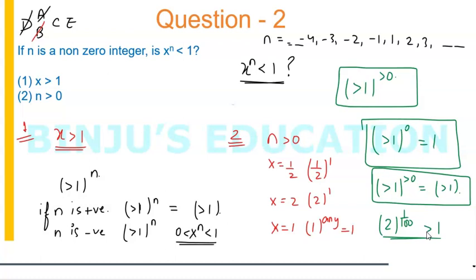All right. So if we combine both of them, then this is the definite conclusion that we have: any number greater than 1 raised to the power greater than 0 will always give you a result greater than 1. So the question is, is x to the power n less than 1? The answer is no. Is no conclusive? Yes. Hence the answer is again C.